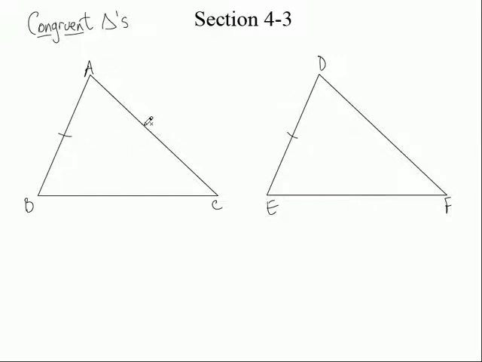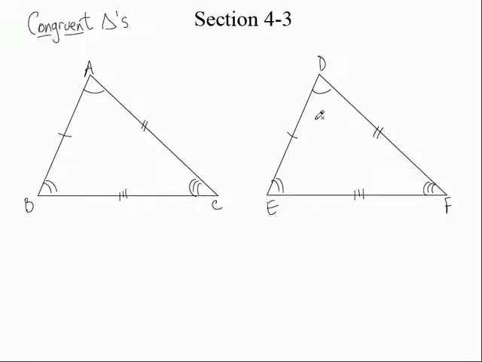So if I put one arc here, if I put two arcs here, what's AC equal to over here? DF. Okay, what's BC equal to? EF. You follow me? Or we could do the same thing with the angles, couldn't we? Let's call that with one arc. So what's over here? What's equal to angle A over here? Angle D. All right. What's equal to angle B? E. And then what's equal to angle C? F.